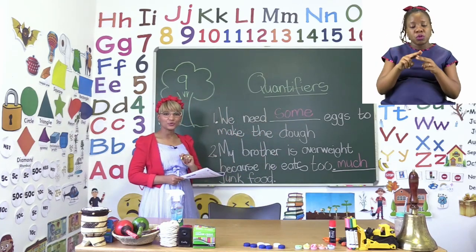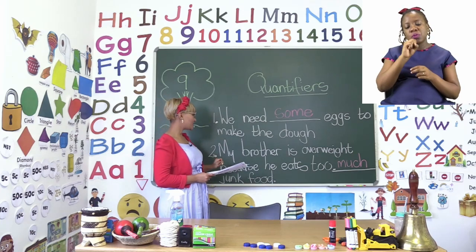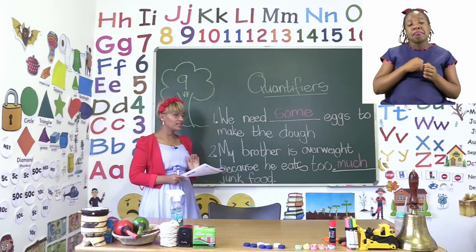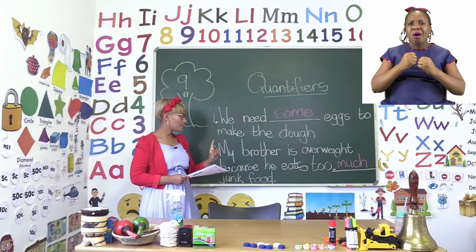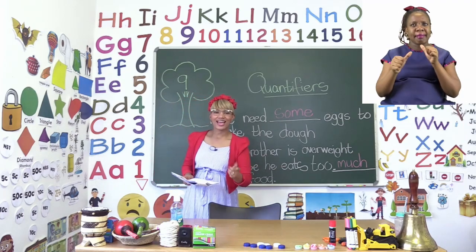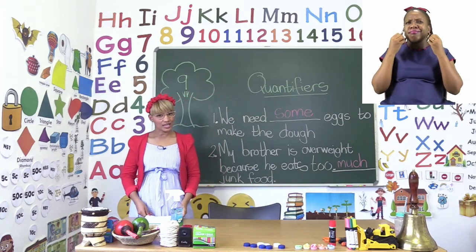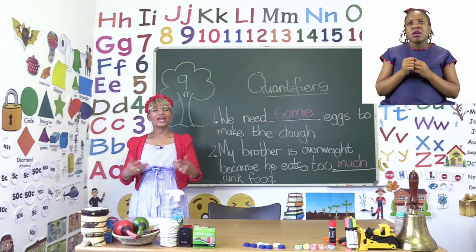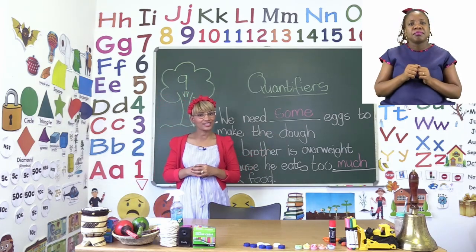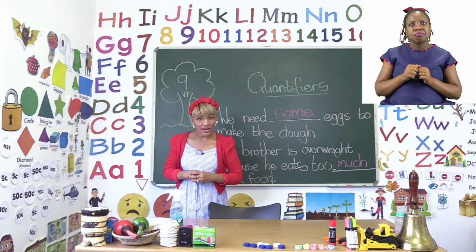Let's look at number 2. Number 2 reads, my brother is overweight because he eats too much junk food. You see, so that is now the quantifier that we use because we know that he eats too much junk food. That is why he is overweight.